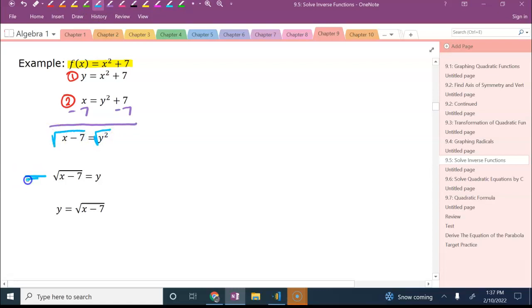And that's how they got what they wrote right here. So you're going to leave that x minus 7 underneath the square root sign, and you're going to have just a y on the other side now because the square root sign and that squared cancel each other off. And so this is your answer for your inverse.